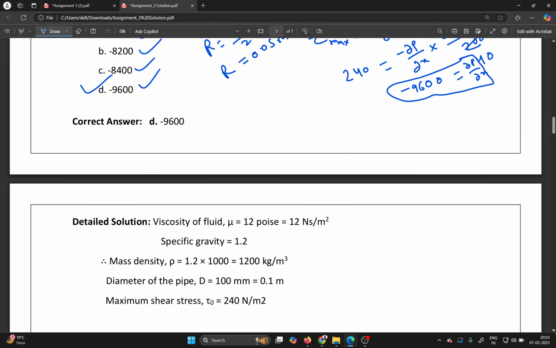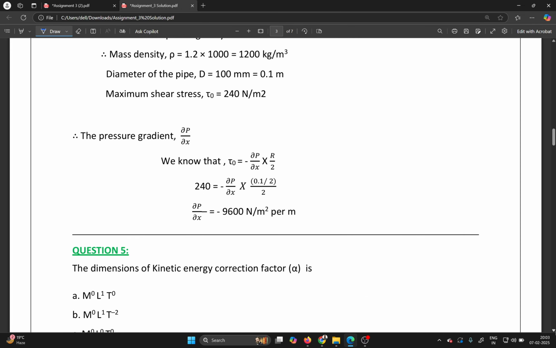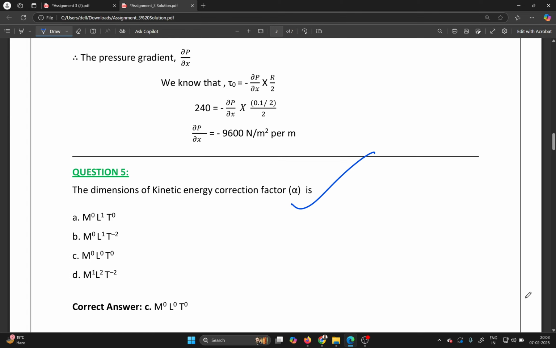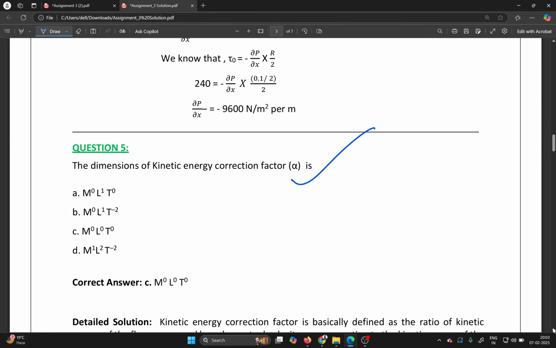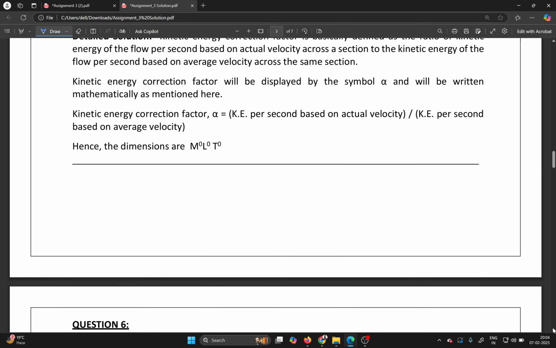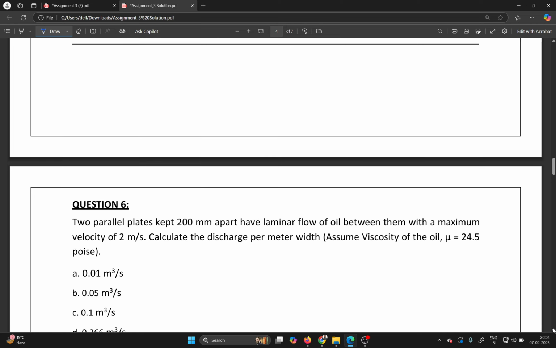Next question is question number 5. The dimension of kinetic energy correction factor. We have already discussed a lot about this question. Now we'll move on to the next question. Yeah, this is a very important question.